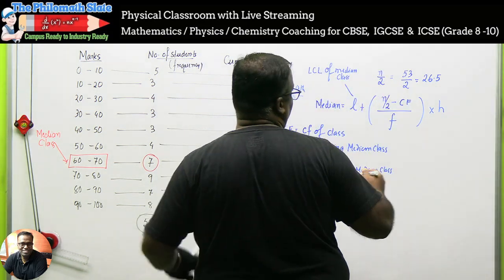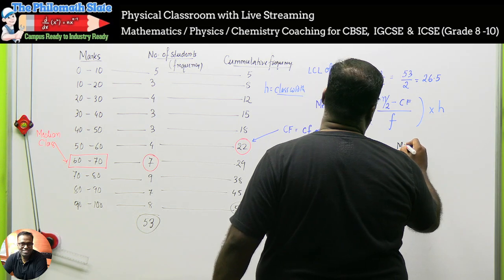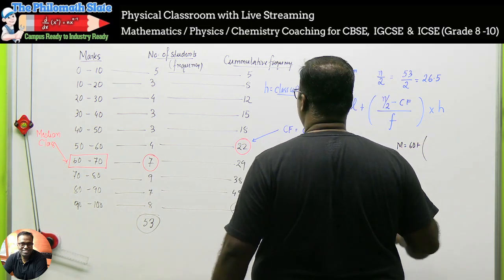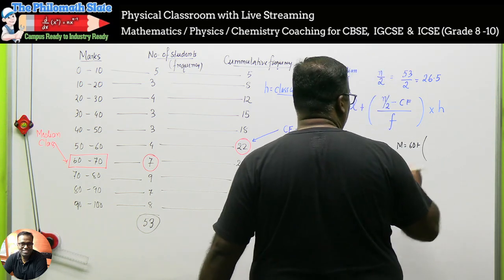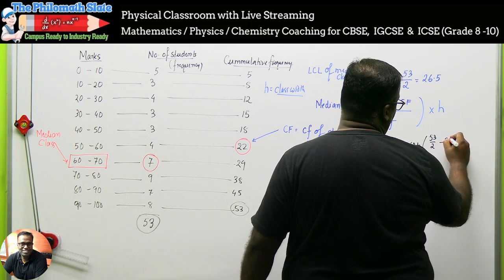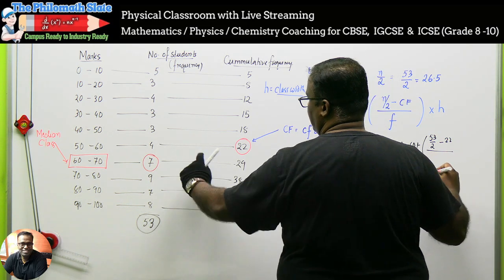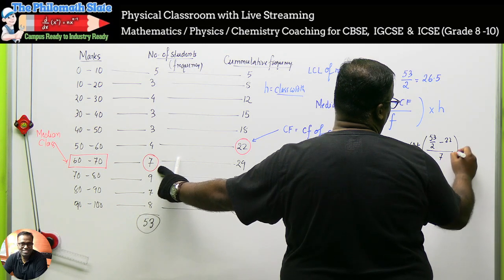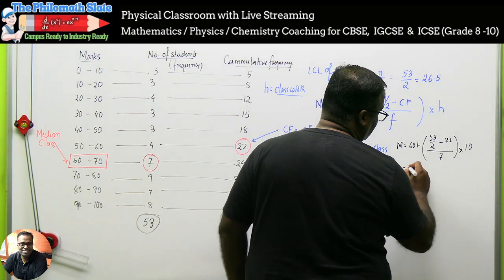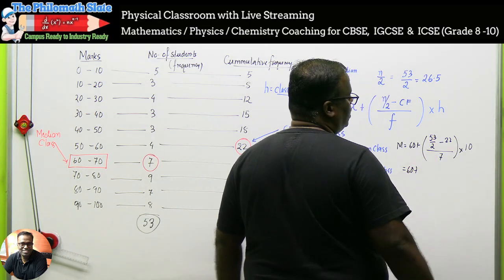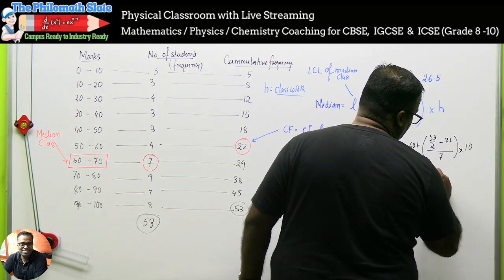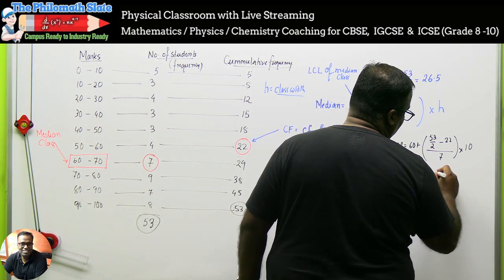Let's substitute our values. So our median M should be equal to L. What is L, beta? 60 plus n by 2 is how much? Let's leave n by 2 as n by 2. How much? 53 by 2 minus 22. तब बढ़िया से आंसर आएगा. F की वैल्यू कितनी है? 7 मल्टीप्लाइड बाई कितना बेटा? 10. आइए इसको सॉल्व करते हैं. 60 प्लस 2 इंटू 2 करेंगे तो कितना हो जाएगा? 44. 53 माइनस 44 is how much? 9 by 2.